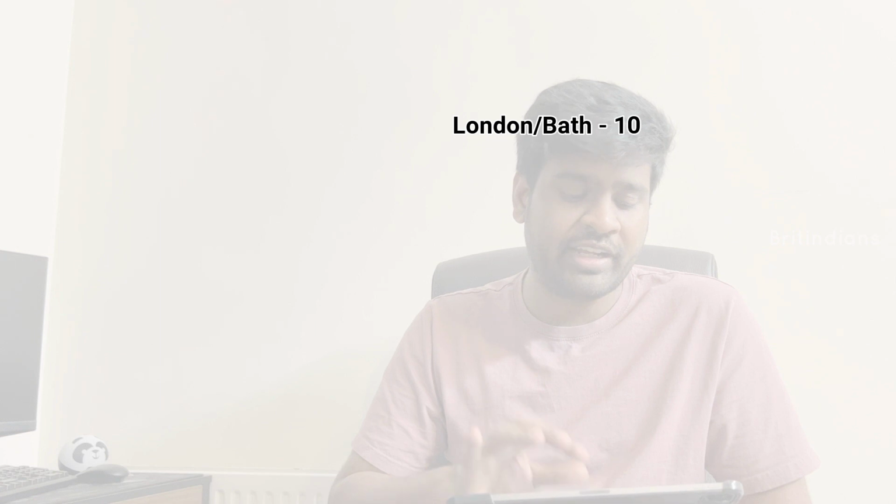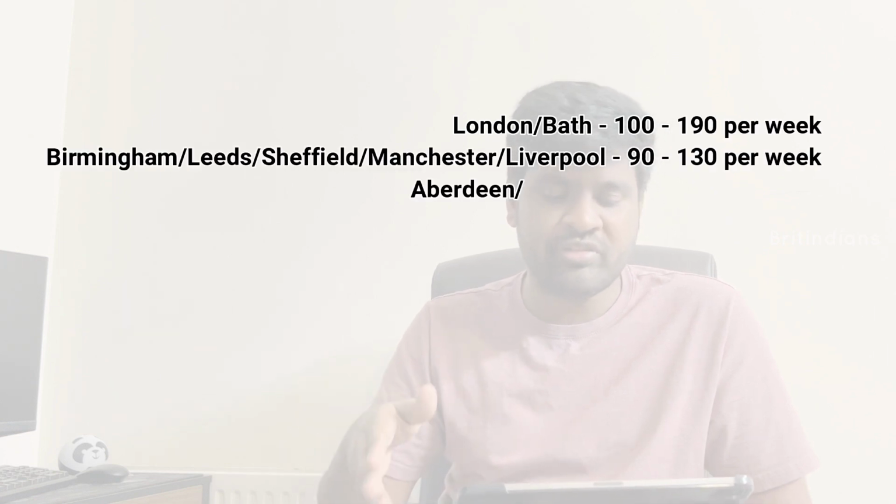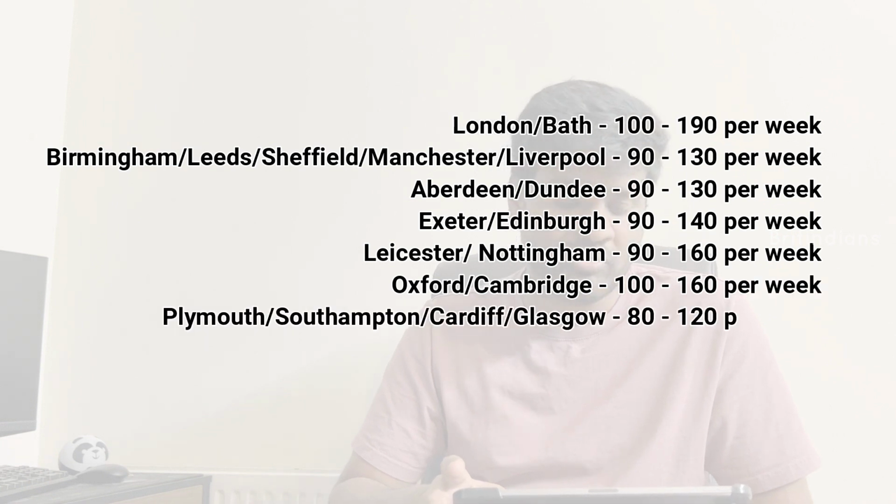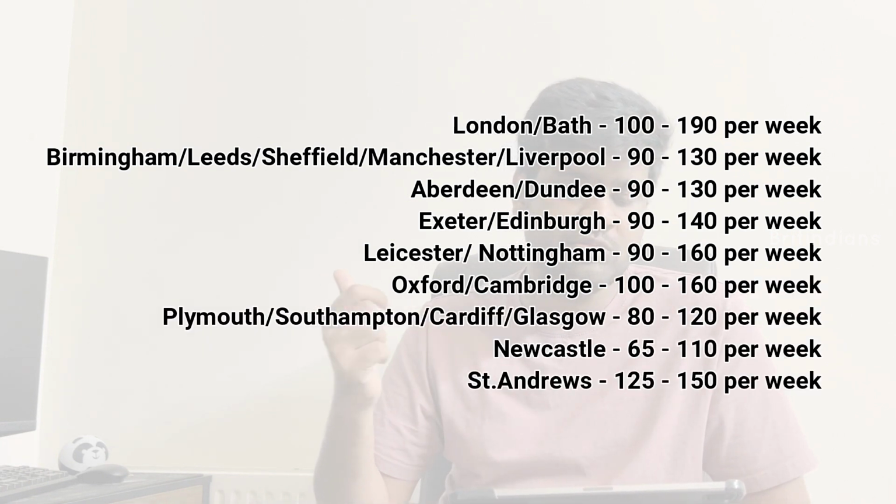So if you're looking for a house share, or if you're looking for a room in a private house outside, then you will look at a cost of, in London and Bath, £100 to £190 per week. Birmingham, Leeds, Sheffield, Manchester, Liverpool, Aberdeen, Dundee, it's usually £90 to £130 per week. Exeter or Edinburgh, it's £90 to £140 per week. Leicester or Nottingham, it's £90 to £160 per week.